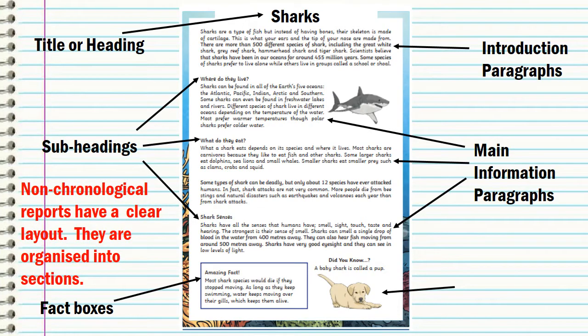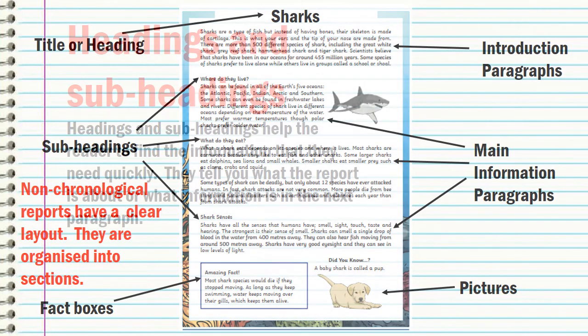Now, sometimes you'll find fact boxes on a non-chronological report, and very often you'll find pictures as well. So these are the main text features of a non-chronological report. We're going to look at each of these a bit now.